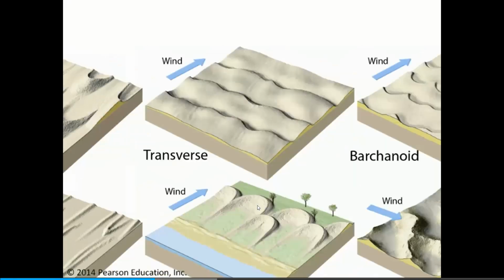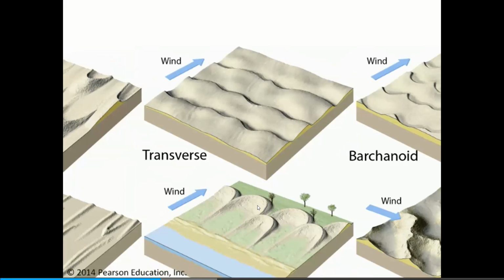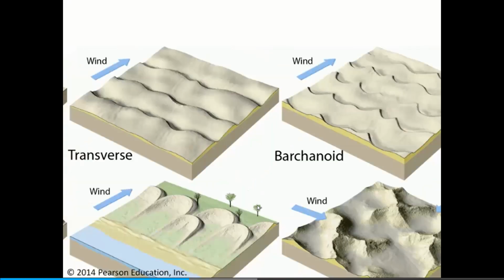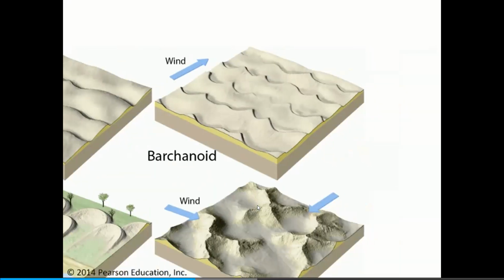Transverse dunes are linear dunes that form basically perpendicular to the wind direction, and these form in areas where there's more sediment than in Barkhan dune areas. So we've got a nice consistent direction to the wind, and we get these linear ridges. Barchanoid dunes are intermediate in their form between Barchan dunes and transverse dunes. Basically, they look like a bunch of Barchan dunes that have been lined up side by side.